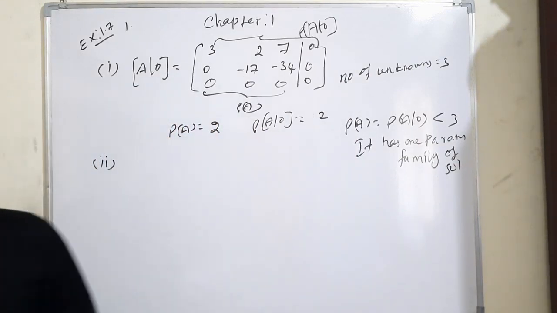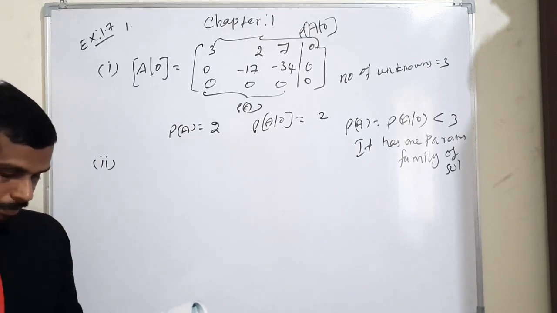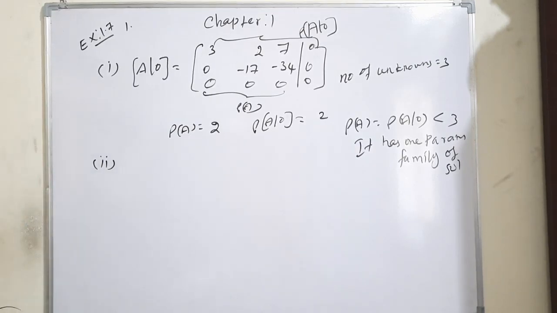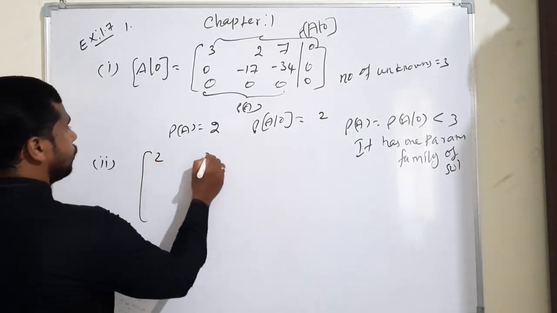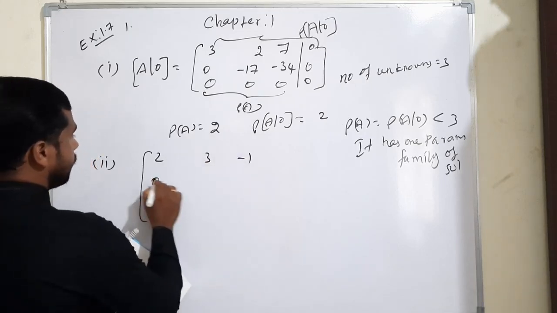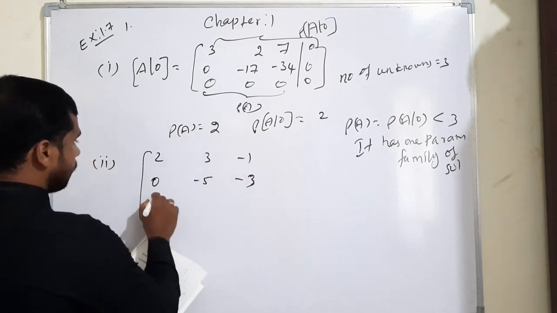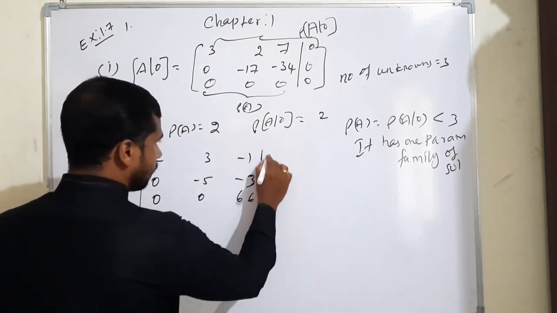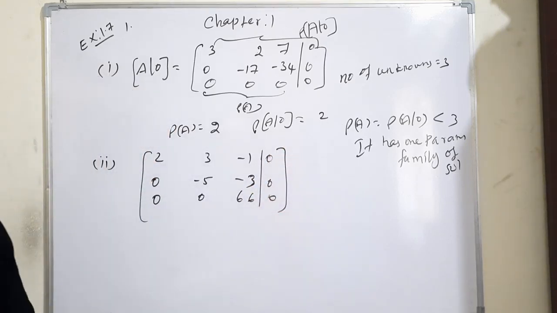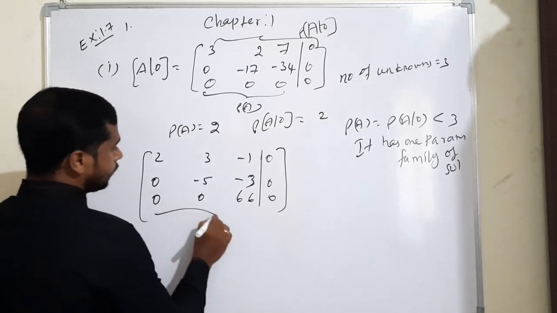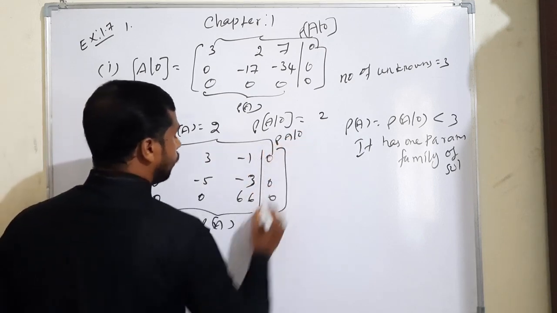Then subdivision 2, what is the question actually? Here also they have given 3 equations. Then you will get the last line. What is the line you will get? 2, 3, minus 1, 0, minus 5, minus 3, minus 3, 0, 0, 0, 6, 6, isn't it? 0, 0 will come. So check it: this is considered for rank of A, and the whole matrix is considered for rank of A with O.